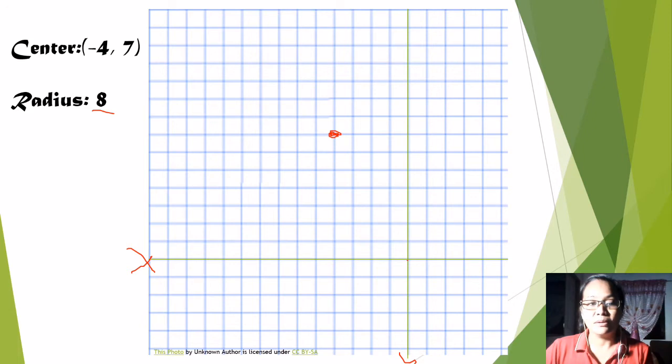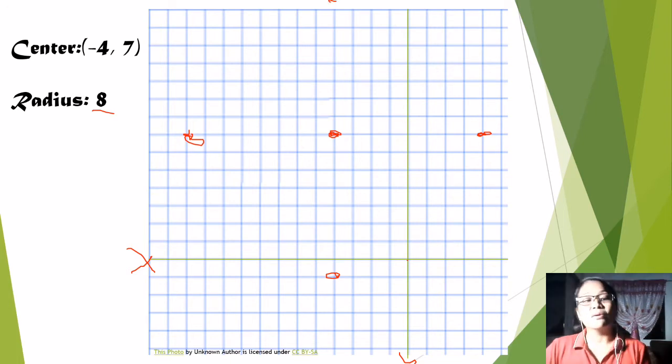1, 2, 3, 4, 5, 6, 7, 8. So this point is to the right. To the left naman tayo, 1, 2, 3, 4, 5, 6, 7, 8. This point, sorry. And down, 1, 2, 3, 4, 5, 6, 7, 8. And then up, 1, 2, 3, 4, 5, 6, 7, 8. Okay, medyo nakulangan tayo dito.